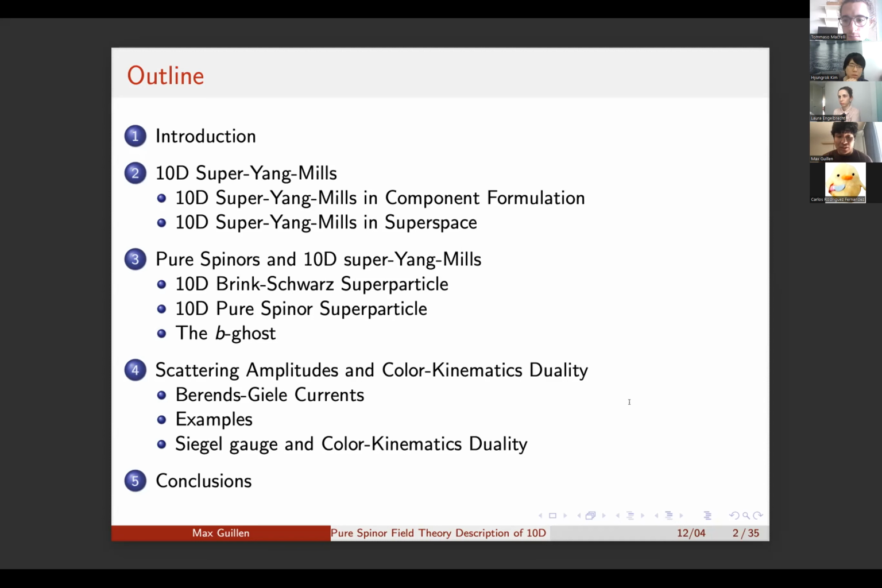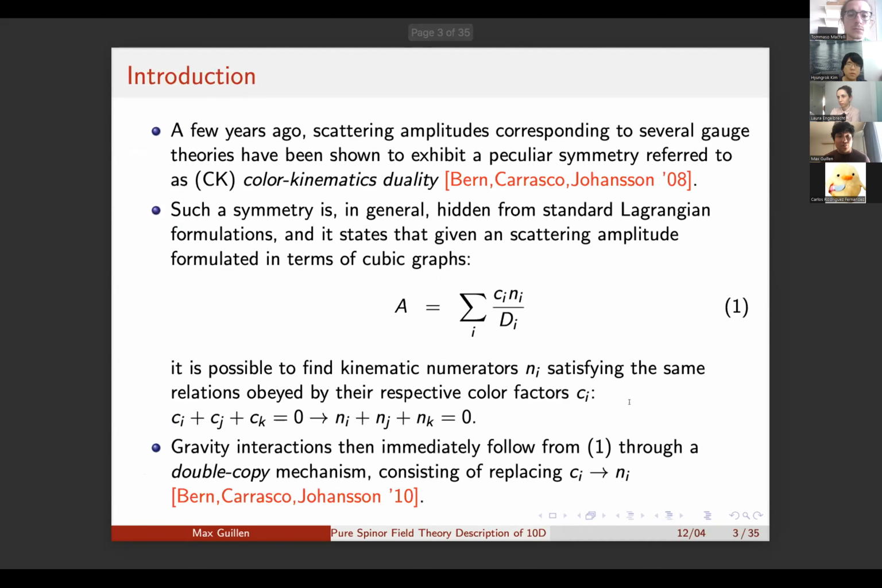And I will also talk a little bit about the BV action, how we construct this object in the pure spinor setting. Also, I will discuss the scattering amplitudes in this pure spinor field theory framework and how color kinematics duality is realized in a simple way in this formalism. Okay, and finally, I will give some conclusions. Okay, let me start quick with the introduction.